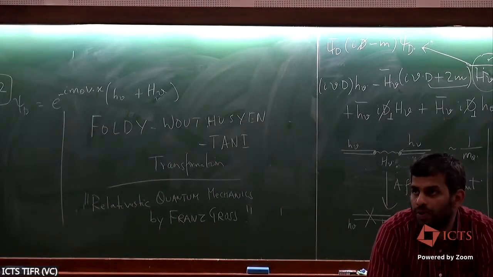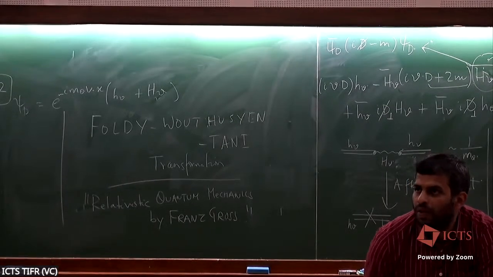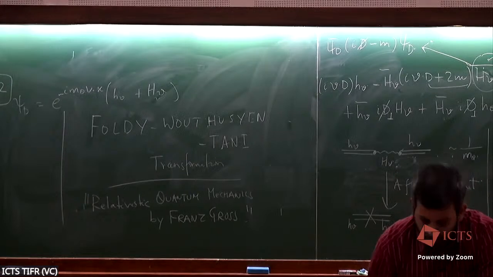Yeah, g equals 2, it is all tree level. Like I said, these are tree level calculations. Loop calculations would give you different factors.